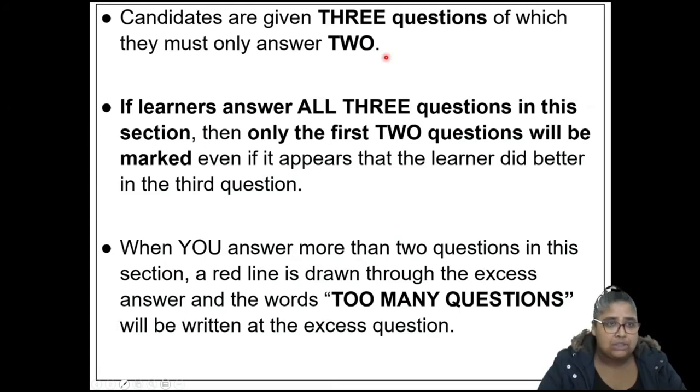So please, if you answer too many questions, more than the two questions in the section, draw a line through the question that you don't want the markers to mark, okay? So question two that you maybe hadn't answered too well, draw a line through it, because this will indicate that you don't want this to be marked, okay? So like it says here, the last point, when you answer more than two questions in the section, a red line will be drawn through the excess answers, and the words too many questions will be written at the excess question.